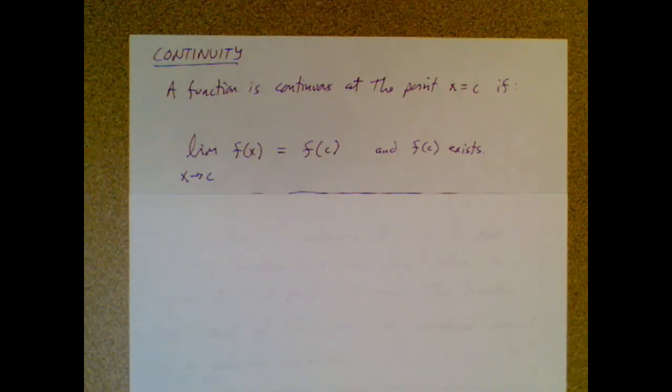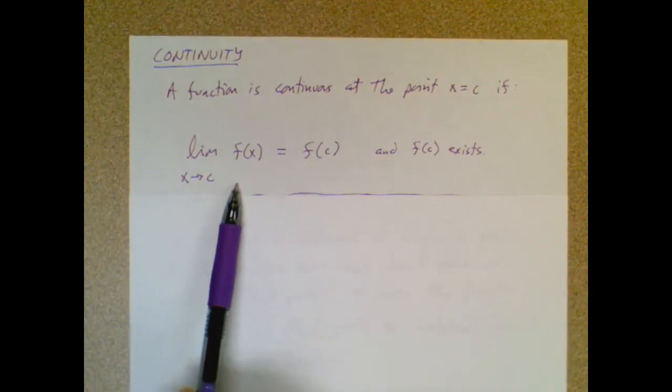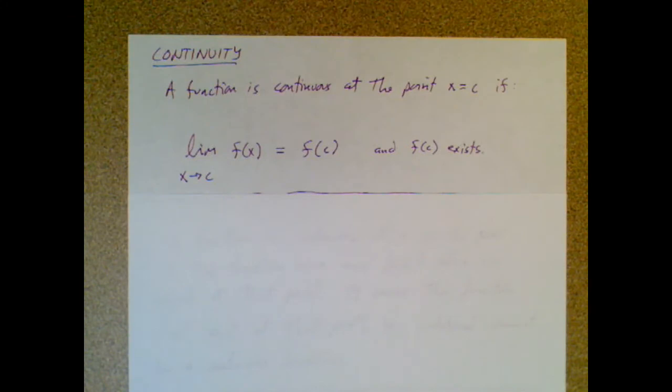A function is continuous at the point x equals c if the limit as x approaches c of f of x equals f of c, and f of c exists. At first, that definition turns you off. You don't like looking at stuff like that, so we'll come back to that.